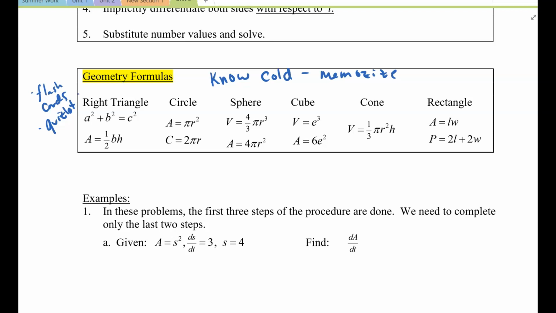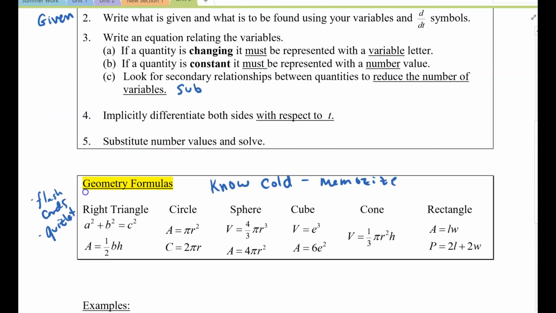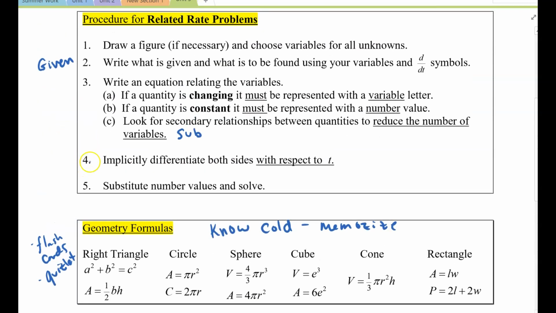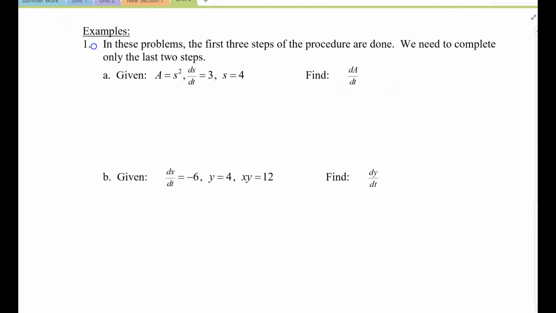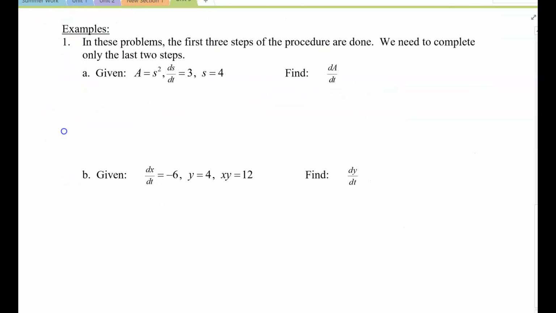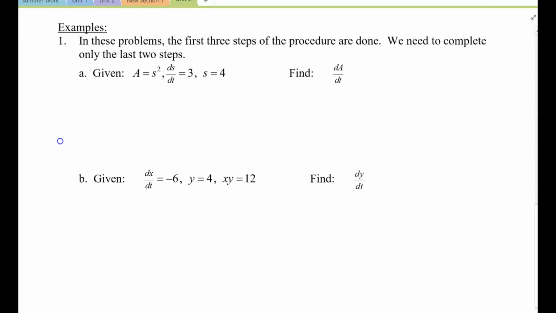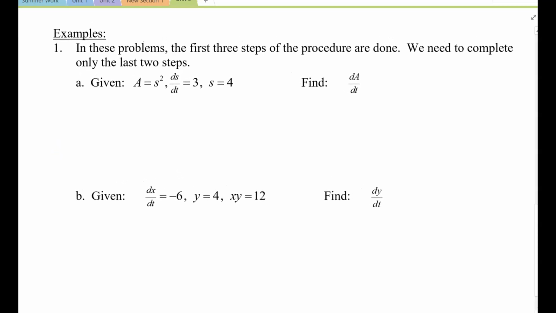So for this video, the examples that we're going to go through, I'm just going to look at steps 4 and 5. Steps 1, 2, and 3, we're not going to look at those. We're just going to focus on steps 4 and 5. These are going to have no context. So here it says given A equals s squared. So this is a square. Area is equal to s squared, where the derivative of s with respect to t is equal to 3 and s is equal to 4.